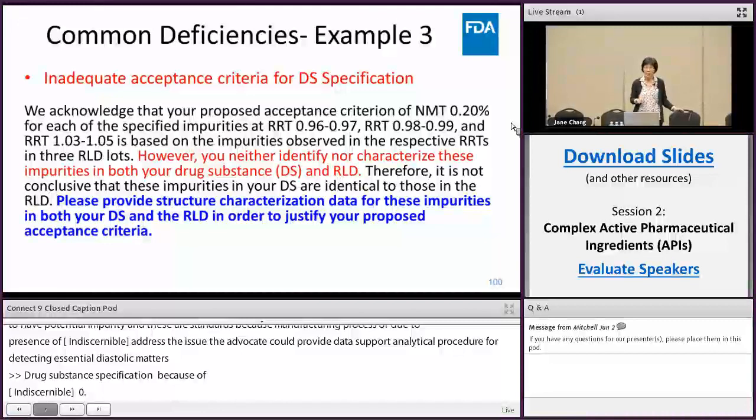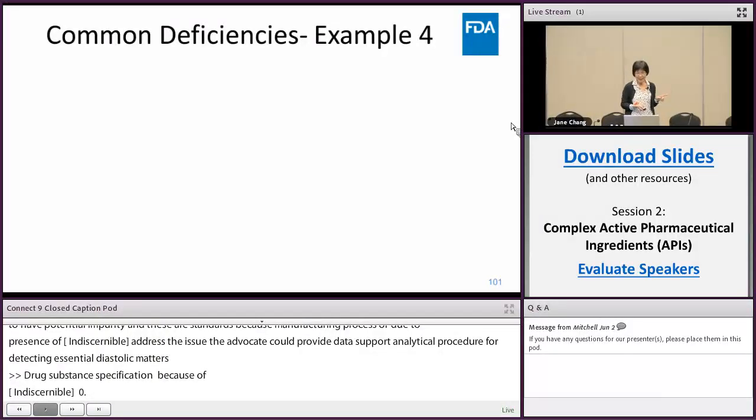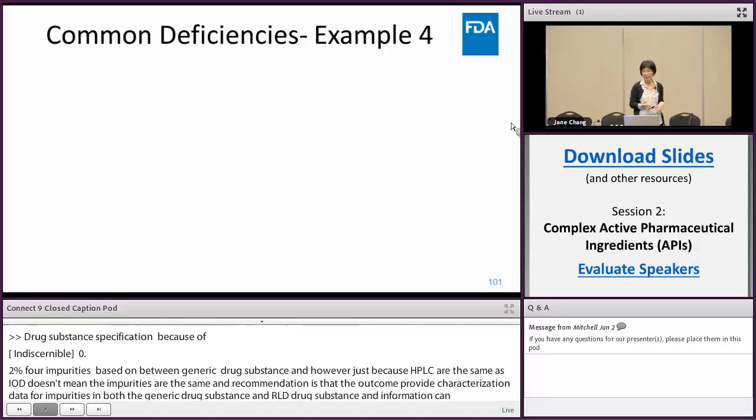Therefore, the recommendation is that the applicant provide structural characterization data for these impurities in both the generic drug substance and the RLD drug substance. And then, the information can be used to justify the acceptance criteria. So my time is running out, so I'm going to skip the rest of the examples. If you are interested, you can read them on your own.